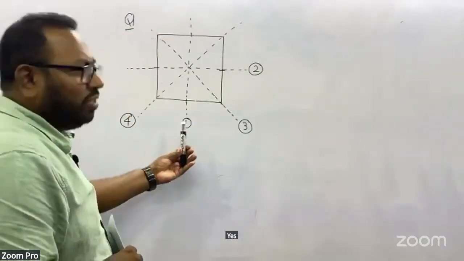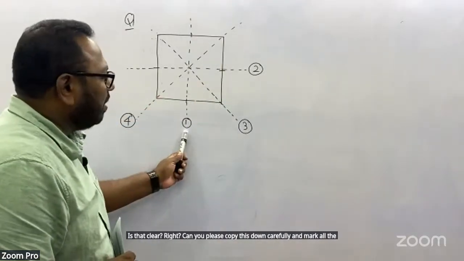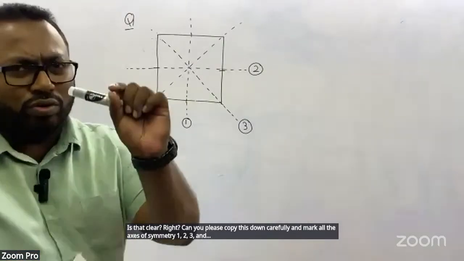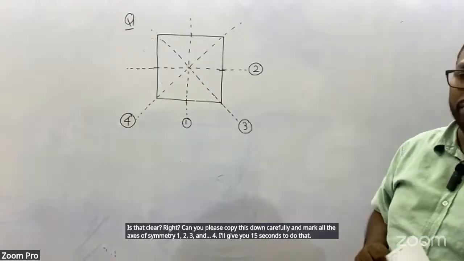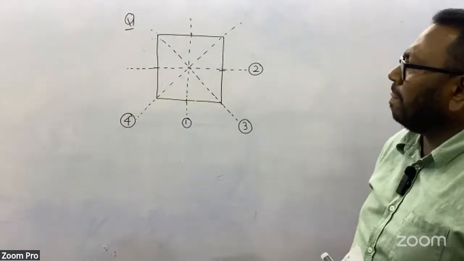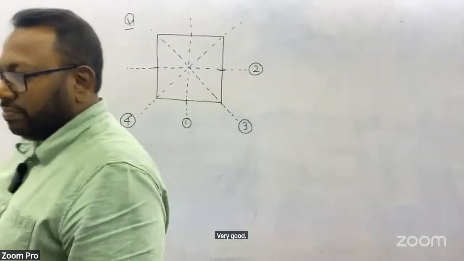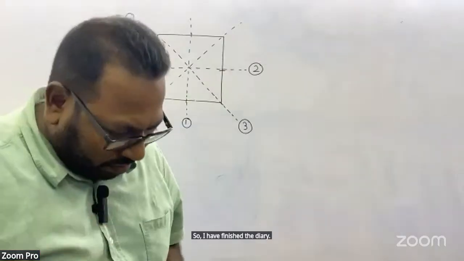Can you please copy this down carefully and mark all the axes of symmetry 1, 2, 3, and 4. I'll give you 15 seconds to do that. Sir, finished, sir. Very good. Super. Sir, I finished the diagram. All finished.